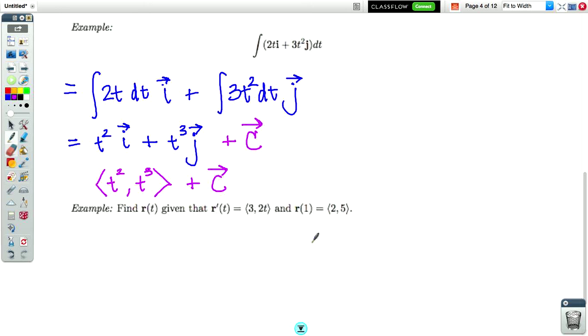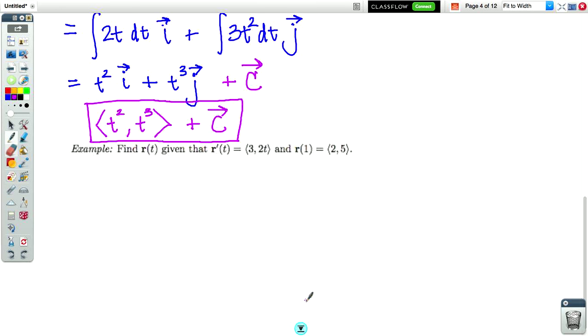Like this vector, for example, is a constant vector. It just doesn't have any variables in it. So I don't know what this is, and I can't solve for it because I don't have an initial condition in this particular example, but I do have to put a plus vector c if I'm dealing with indefinite integrals with vectors.